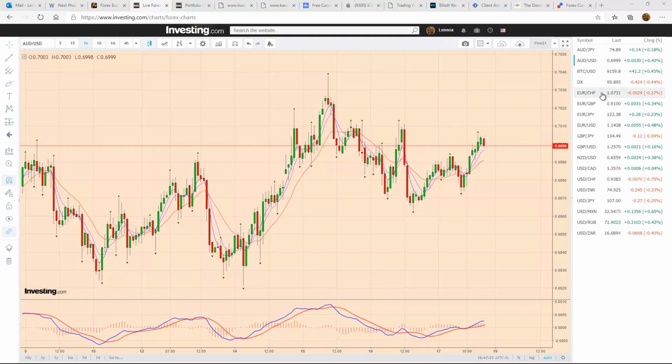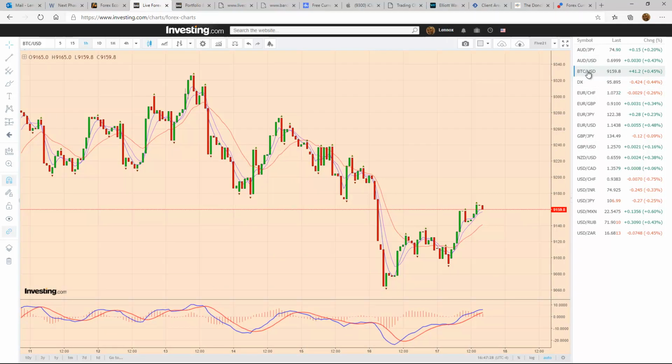Okay, let's take a look at Bitcoin. So Bitcoin is doing similar. So again, it formed a 1, 2, 3 bottom and off it went. Okay, so that would have worked for Bitcoin. Let's take a look at the next one.